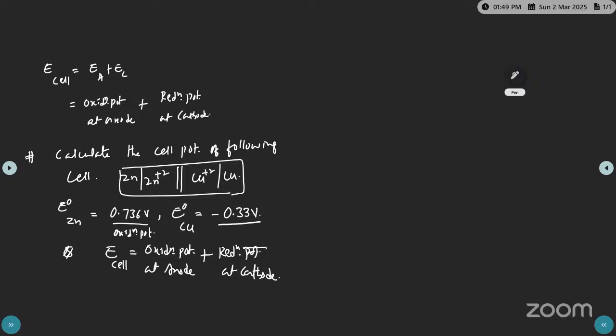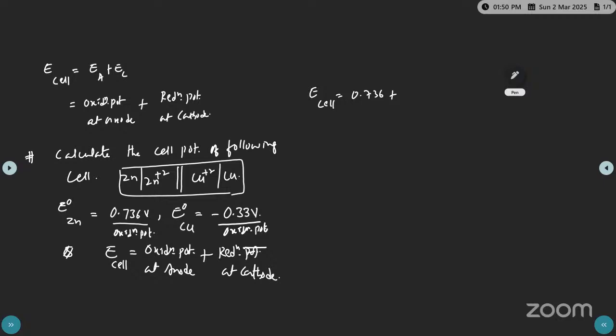Substitute these values in the formula. E cell is equal to oxidation potential at anode, which is 0.736 volts, plus reduction potential at cathode. But at cathode, the given potential is oxidation potential, and we require reduction potential.